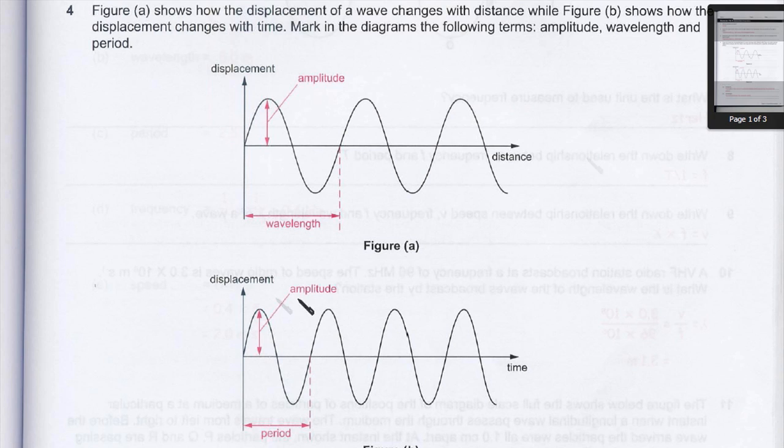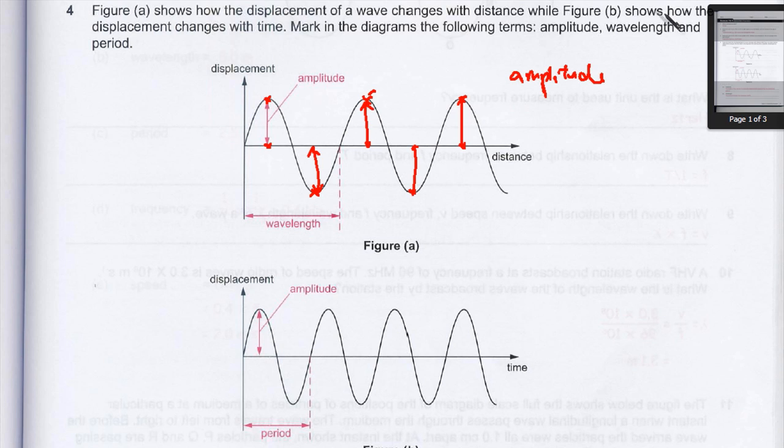Amplitude is rather easy. Amplitude is the maximum displacement from its initial position. So this is the amplitude, or you can even label amplitude over here. This can be counted as the amplitude. Same thing over here. This is the amplitude, from the maximum displacement to its original position. All these are actually amplitude.